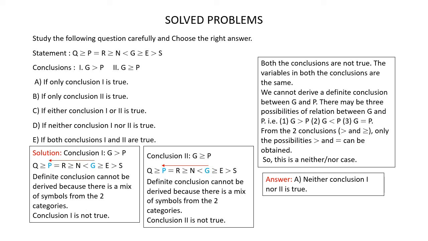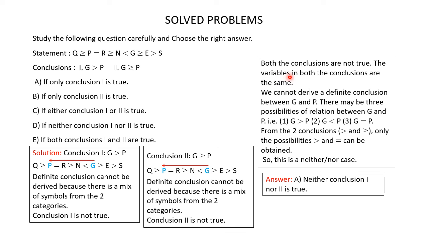So clearly you can see that the symbol less than belongs to category 2 and the symbol greater than or equal to belongs to category 1. So there's a mix of symbols here. So a definite conclusion cannot be derived between G and P because there's a mix of symbols from the two categories. Since a definite conclusion cannot be derived between G and P, conclusion 2 is not true. So now we have found out that conclusion 1 is not true, conclusion 2 is not true. So both the conclusions are not true.